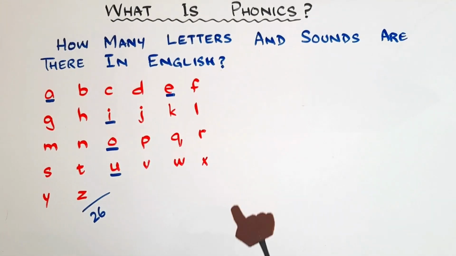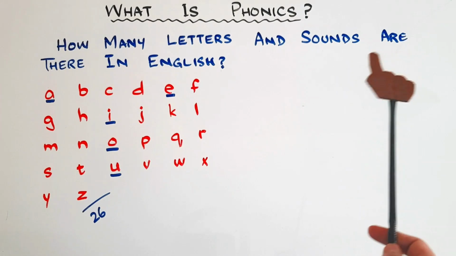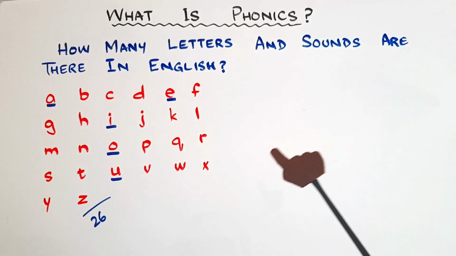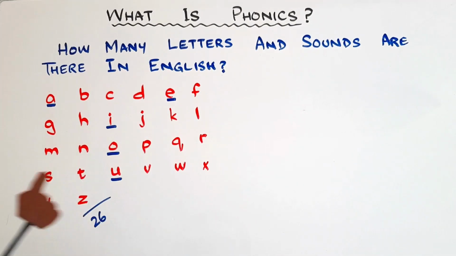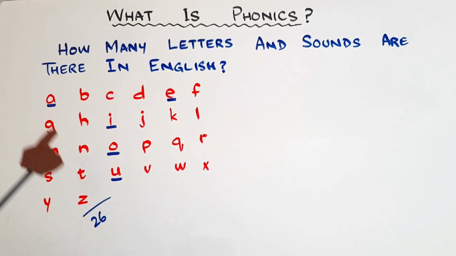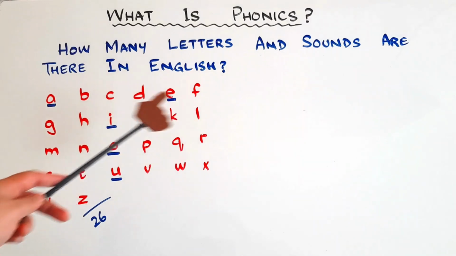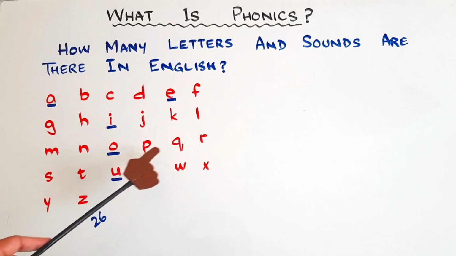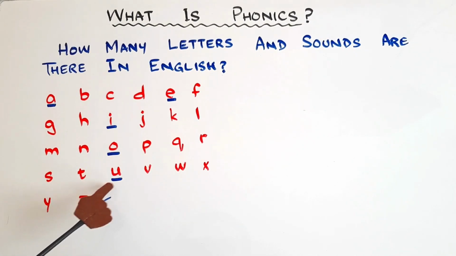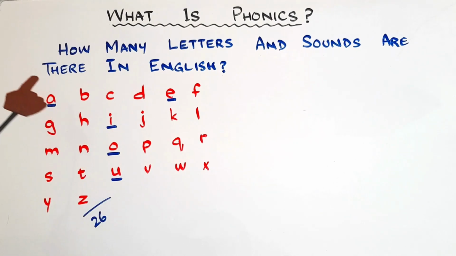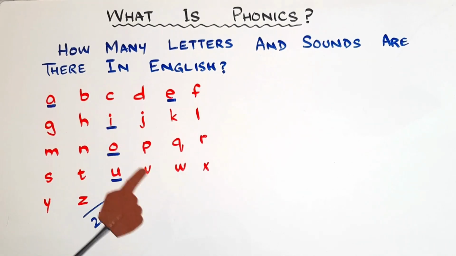Now here's the second thing: how many letters and sounds are there in English, right? In English phonics, how many letters and sounds are there? Most of us know that there are 26 letters in English, and we only teach these sounds to kids as well. Like a, b, c, d, e, f, g, h, i, j, k, l, m, n, o, p, q, r, s, t, u, v, w, x, y, z. Five of them are vowels and the rest are consonants, right?